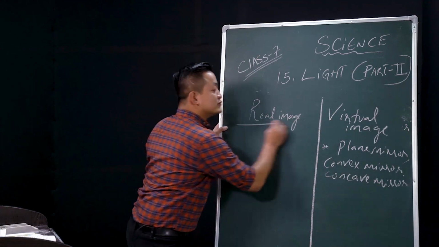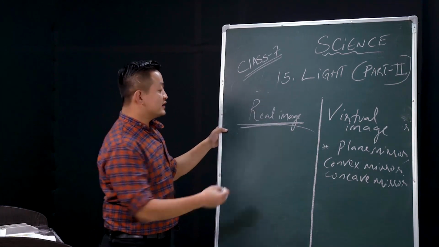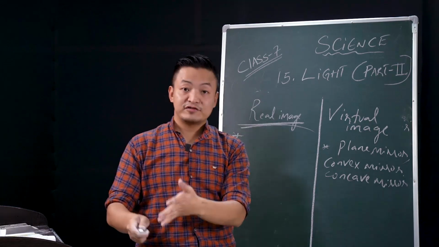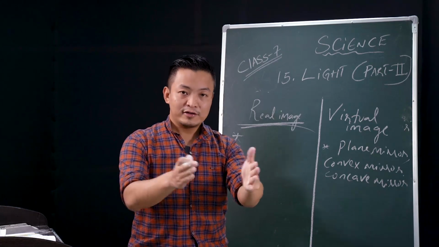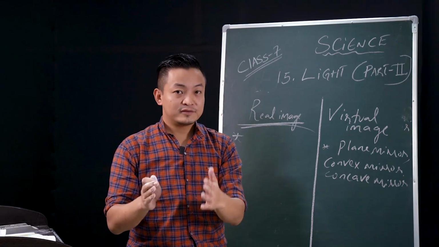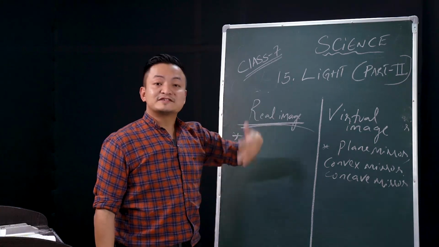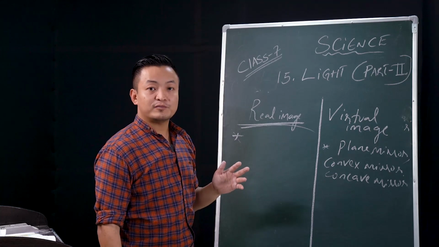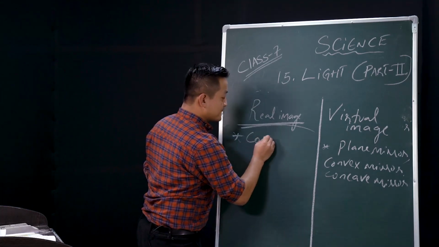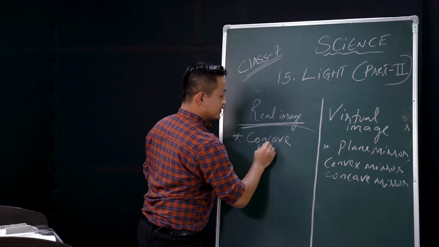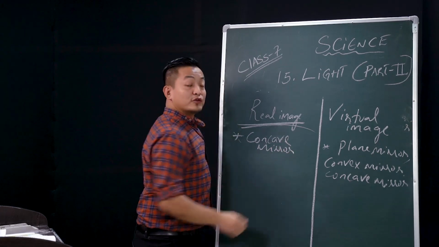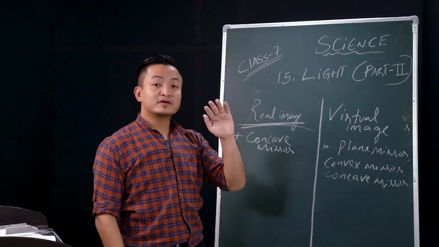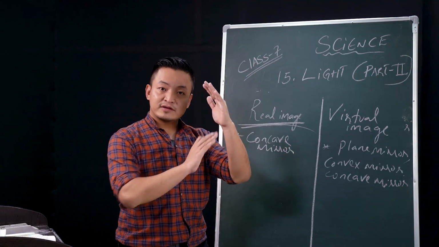But what about this real image? Real image is possible. Real image means you always have to remember: real, inverted; virtual, erect. Clear? Real, inverted, virtual, erect. So real image means it is inverted. And this type of image is possible only in concave mirror. Clear? When you take the spoon far away, you'll see an inverted image. And that is possible only when the mirror is curving inward. Clear?